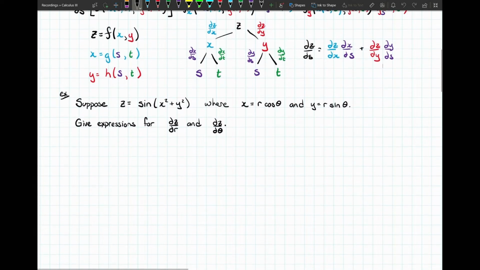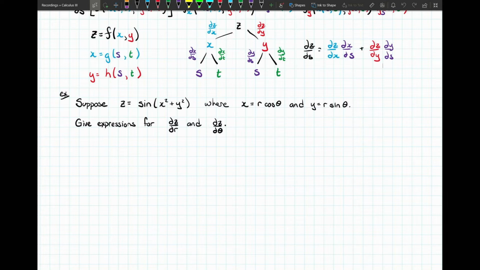Let's say that we have z as a function of x and y. z equals sine of (x squared plus y squared), where let's say x is equal to r cosine theta and y equals r sine theta. Those are our conversion formulas from polar coordinates to Cartesian coordinates. But what if we want to find out how z changes with respect to r, the distance away from the origin, and how z changes with respect to theta, the angle from the positive x-axis?